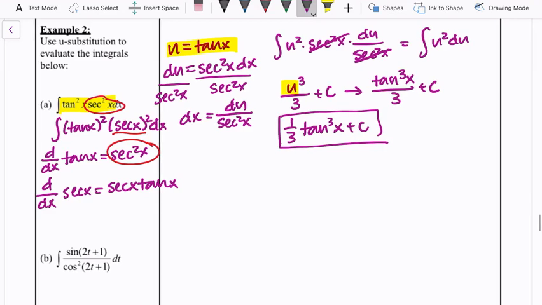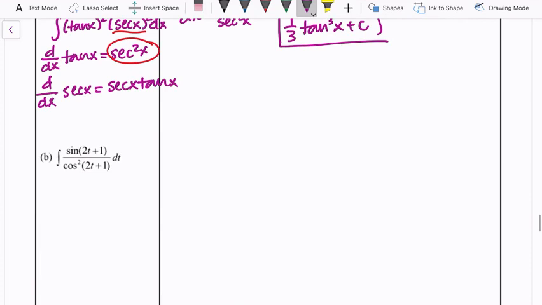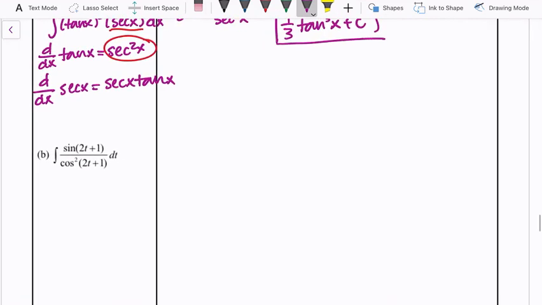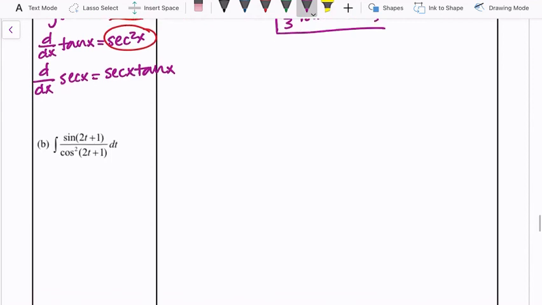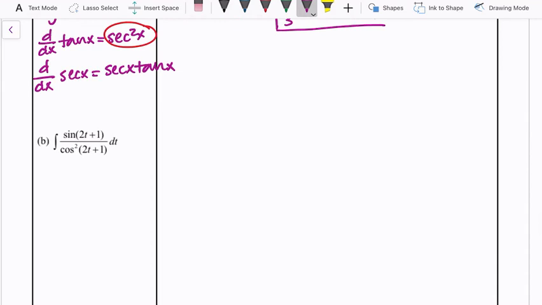Okay, last example that we're going to do in this video, let's look at b. So we have the integral of sine of 2t plus 1 over cosine squared of 2t plus 1 dt. Right off the bat, you might notice that there seems to be a lot of functions inside functions here. I can already see right away that I have this 2t plus 1. So if we try to choose that as our u, if we differentiate both sides, that's just going to become 2 dt.